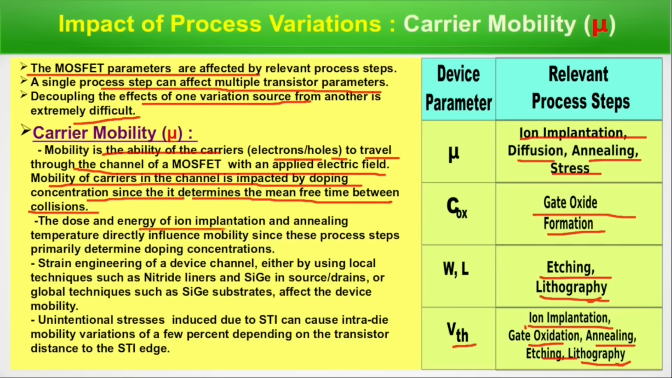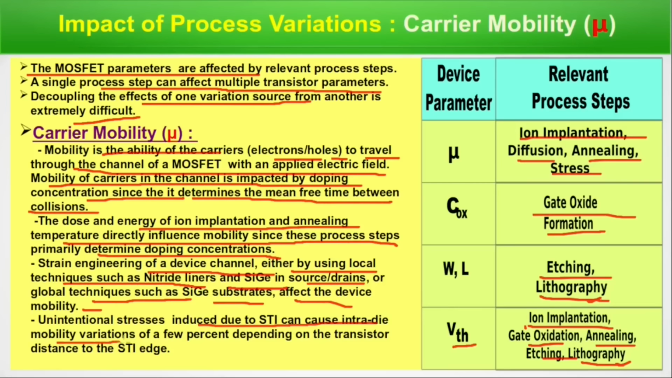The dose and energy of ion implantation and annealing temperature directly influence mobility since these process steps primarily determine doping concentration. Now strain engineering of a device channel, either by using local techniques such as nitride liner and silicon germanium in source drain, or global techniques such as silicon germanium substrate, affects the device mobility. We know strain can change it. Unintentional stresses induced due to STI can cause intra-die mobility variations of a few percent depending on transistor distance to the STI edge. Just in the last slide we discussed that.